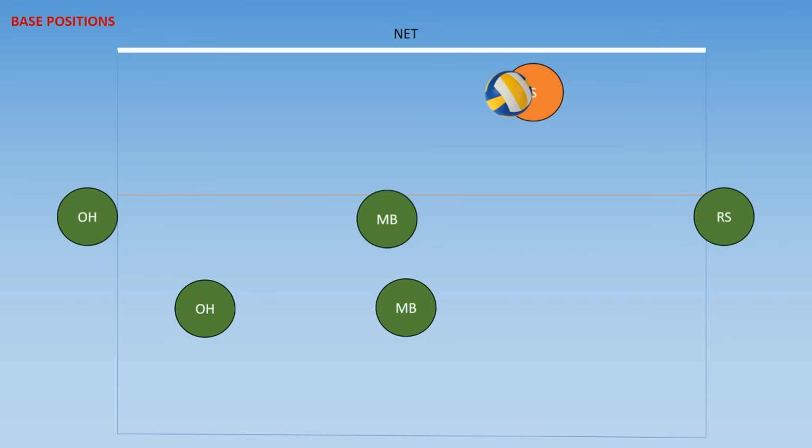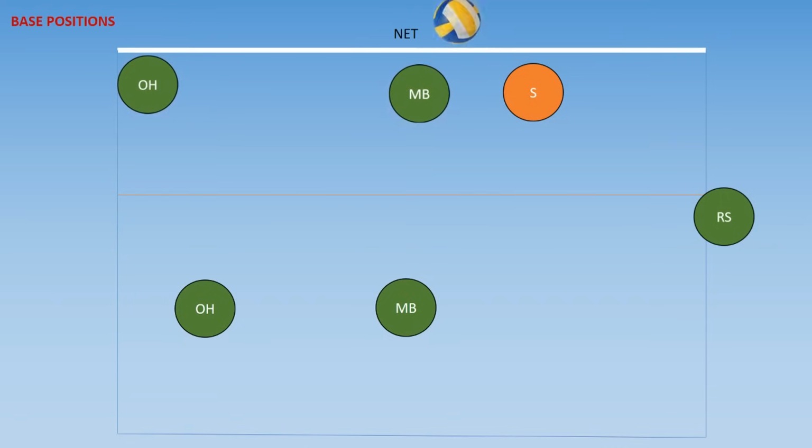And at the same time, this ball is going to go to the setter, and he's going to get ready to set. And now the setter has 3 choices of people to hit in the front row. They can set to the outside hitter, the middle blocker, or the right-sided hitter.